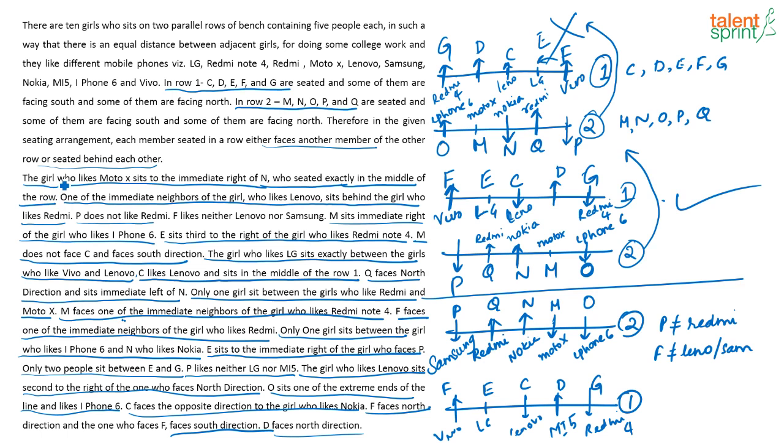Where is it given? The person in the middle of F, one of the immediate... F likes neither Lenovo nor Samsung. Okay, that is all used. There has to be some information for us to find out the direction of E.